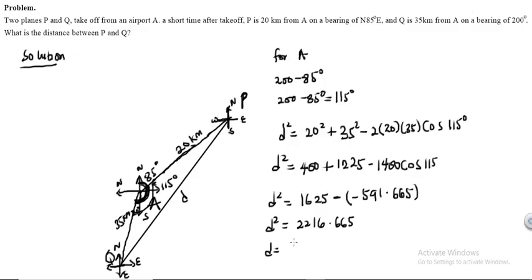And then we take the square root of both sides. The square root of 2216.665 is equal to 47.081 kilometers to 3 decimal places. So that's it on how to solve questions on bearings and distance.